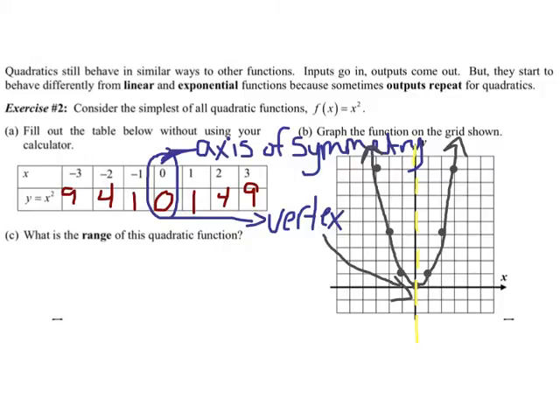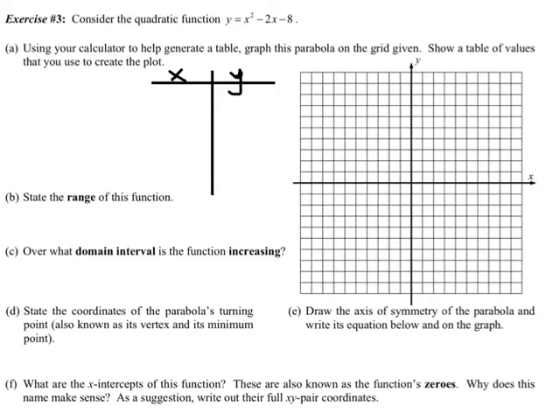Now it asks, what is the range of this quadratic function? My range starts at 0 and it goes on forever. So my range is 0 to infinity. All right, now it says using your calculator to help generate a table, graph this parabola in the grid given. Show a table of values that you use to create the plot. I want to give you the table values because you don't have a calculator at home, but you know how to plug this in.